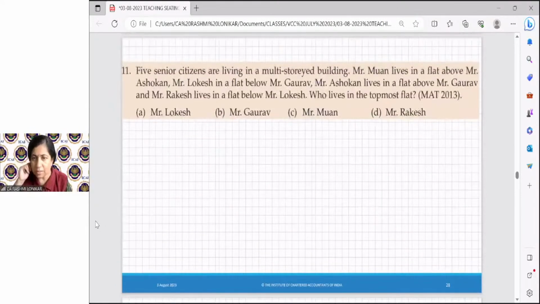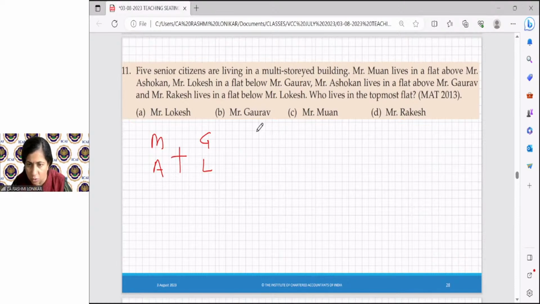Okay. Five senior citizens are living in a multi-storied building. So five people are living in a flat system. Mr. Muan lives in a flat above Mr. Ashokan. So Muan, Ashokan. Lokesh lives in a flat below Gaurav. So Gaurav, Lokesh. Ashokan lives in a flat above Gaurav. So I combine these two. So I have Muan, Ashok, Gaurav and Lokesh.